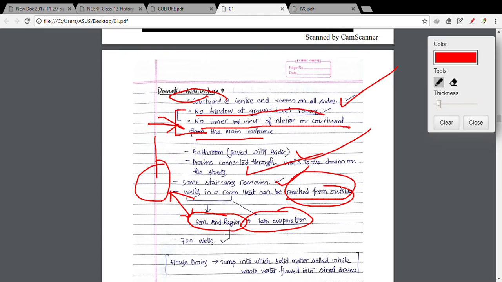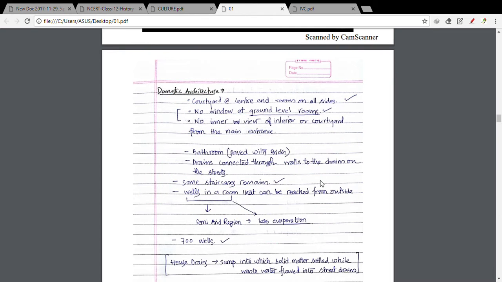Now there is an important part: walls in a room, and there was a roof in that particular room where we can find well. So why there was roof? It will lessen the rate of evaporation. And you need to remember that the Harappan civilization is a part of the semi-arid region. There were around 700 wells found in the Harappan civilization.